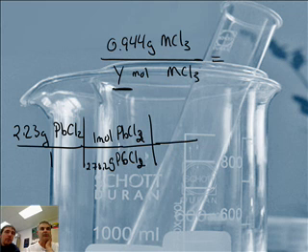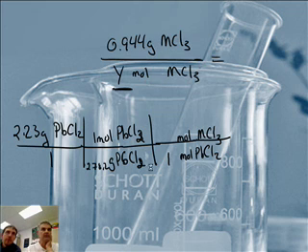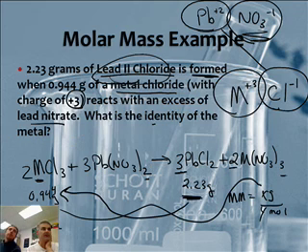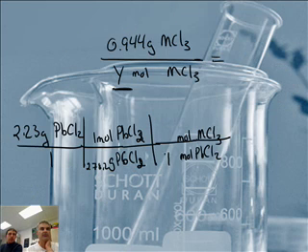Then I'm going to say the mole ratio. So moles of PbCl2 to moles of MCl3. This is a 3 and this is a 2. See, we have to go back and forth. And then we're done. We do not do one more step. Right there.